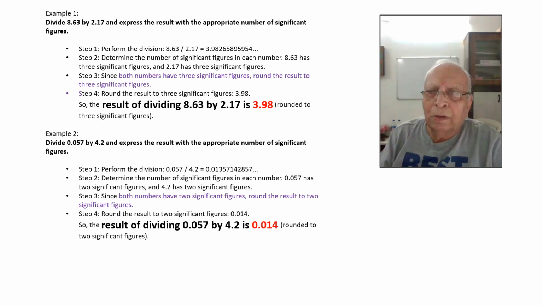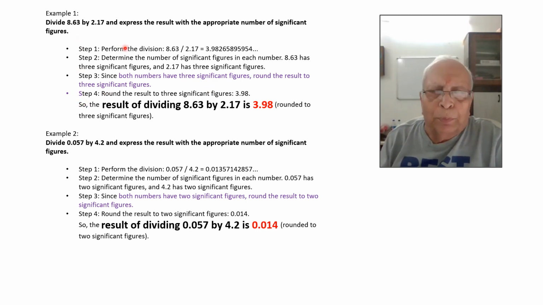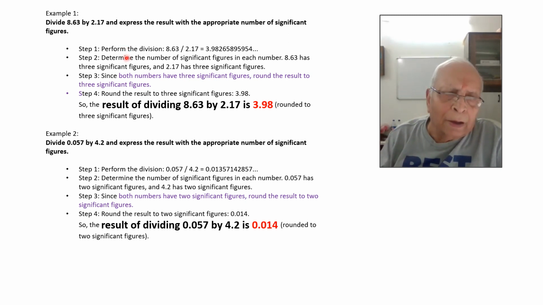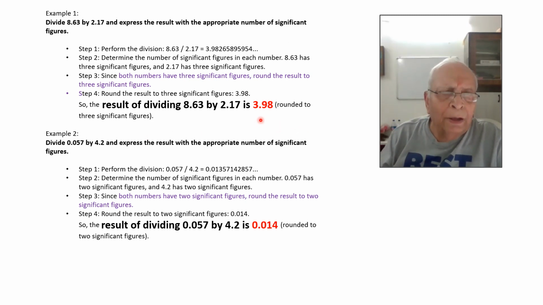Now, let us see a case of calculation relating to division. Divide 8.6 by 2.17. Same consideration again here. In this particular case, we find both the numbers have three significant figures, so round the result to three significant figures. And that way, if it is done, we find it is 3.98. Same is the case here. It is 0.014. So please go through it.